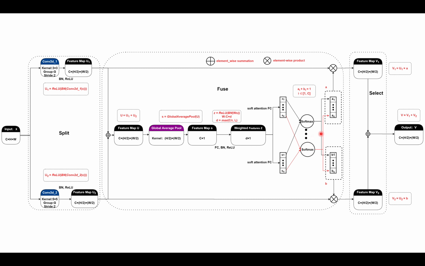And the attention vectors A and B are derived by multiplying Z by two learned matrices, capital A and capital B. The third phase is selecting. We multiply the result from the first branch U1 with its corresponding attention weight A, and we multiply U2 by B and sum them up to get the final feature map V. This diagram illustrates the core part, selective kernel convolution, in the paper.